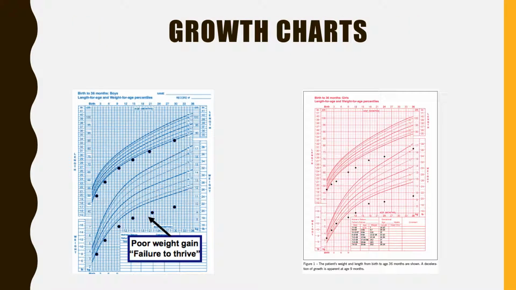Here are some examples of growth charts for both male and female that are showing measurements that are below the 5th percentile and therefore indicative of failure to thrive.